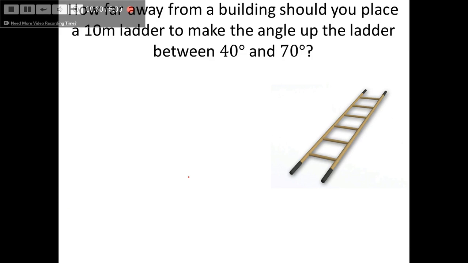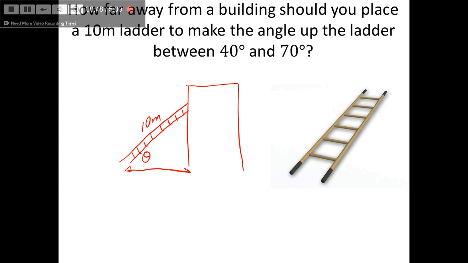Okay, so let's draw a picture of what's going on. We've got a building here and putting a ladder up the building, which is 10 meters long. Okay, I'm interested in what is this angle compared to how far away from the building my ladder is placed. So obviously you can probably expect that if I put the ladder really close, I'll get a really steep angle. If I put the ladder far away, the angles are a lot shallower.